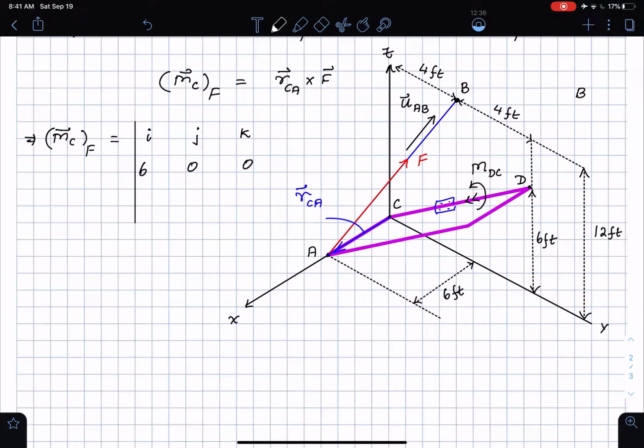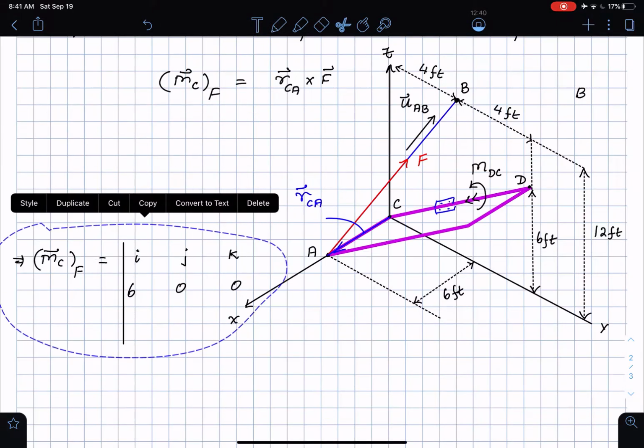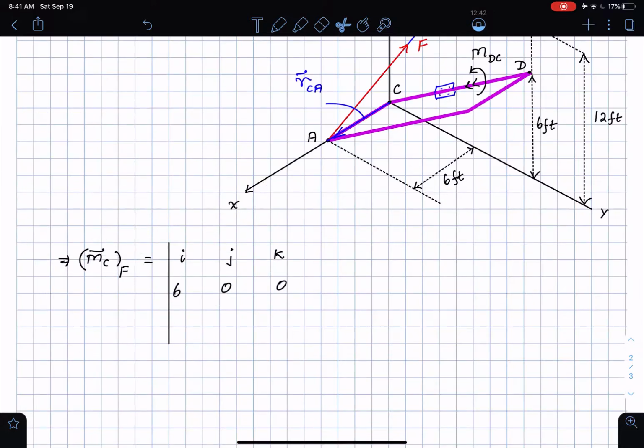Let me write these a little further down, so that we don't get confused with the figure. So this is going to be minus 6F by 14. Then I'm going to have 4 by 14F, and then 12 by 14F. So this is going to be the rest of the determinant.